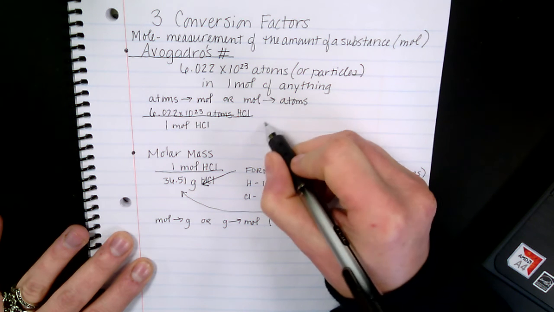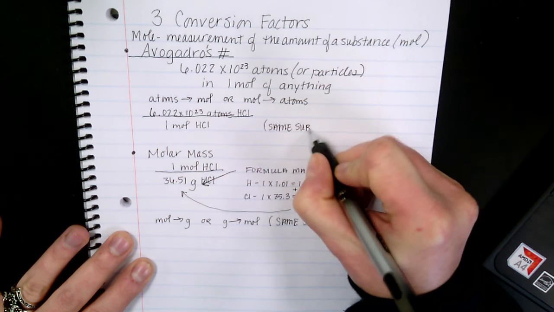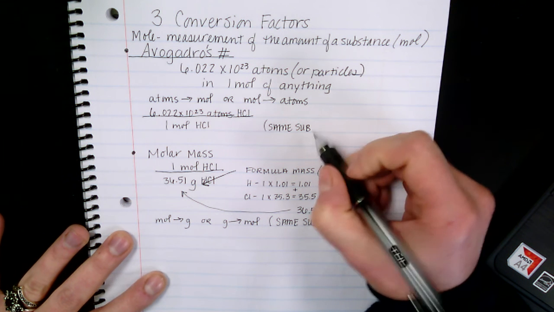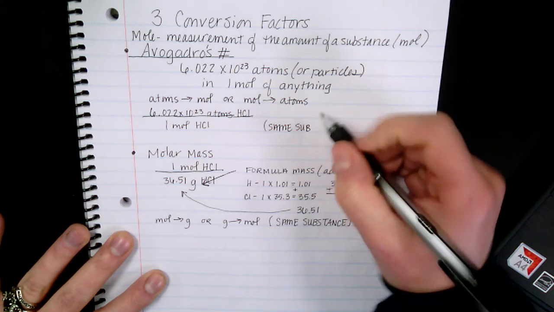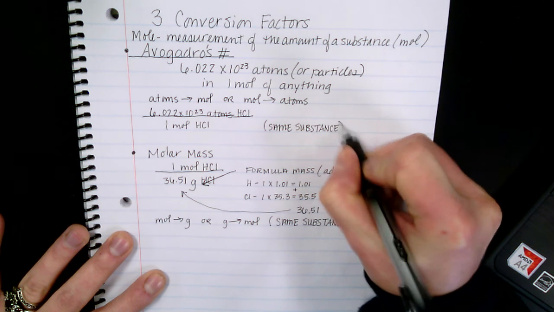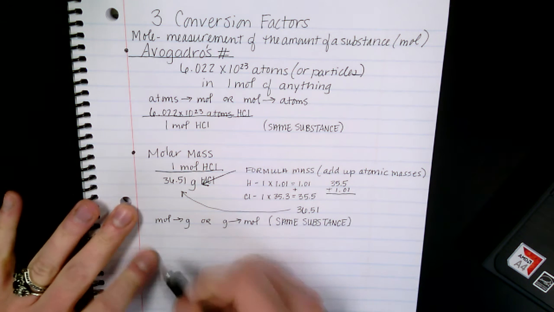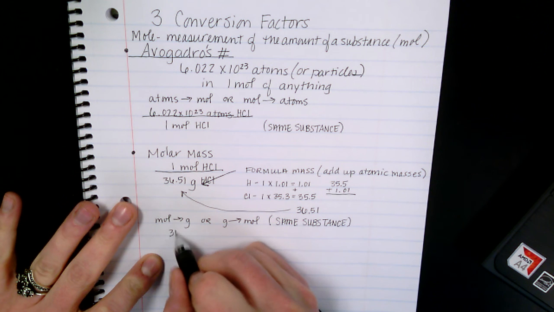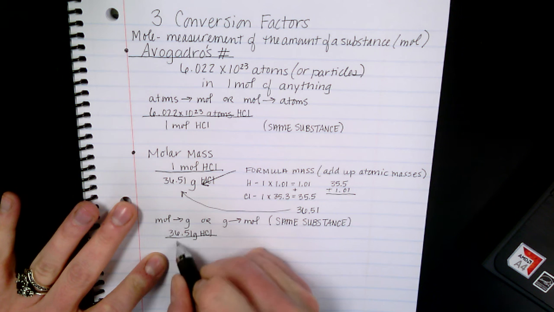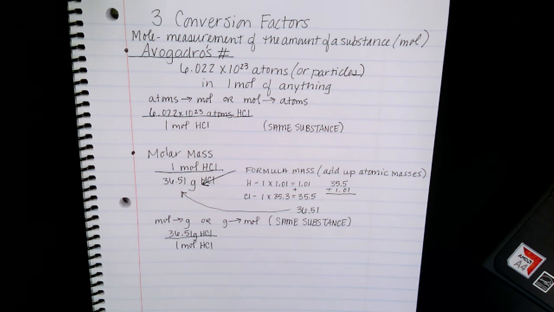Avogadro's number is for the same substance too. So it doesn't matter if you're talking about HCl, or H2SO4, or lead, just Pb. It's always set to the same substance. Both of these are always set to 1 mole. It doesn't matter if this is written like that or if it's got the 36.51 grams of HCl over 1 mole. And when we get into stoichiometry, I'll show you when you flip-flop those.